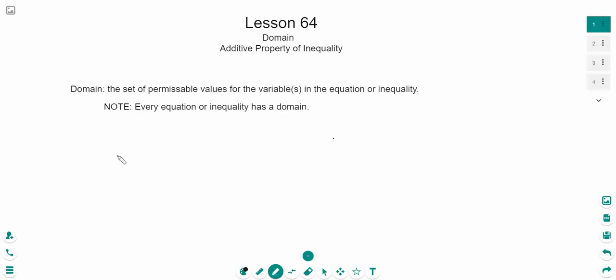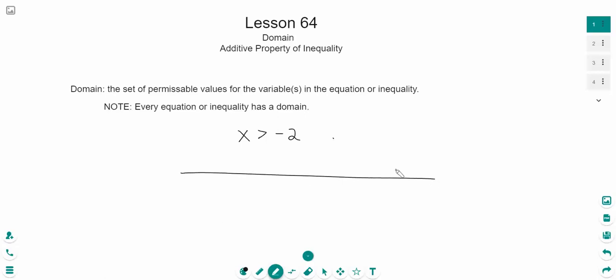All right, so when we talk about domain and equations or inequalities, we're talking about the acceptable values that could be used in that particular equation or inequality. And sometimes the nature of the problem will actually restrict the kind of answer that we would be allowed to have. For example, if I have an inequality, let's start with that. Let's say I have x is greater than -2. Okay? And I told you to graph this.